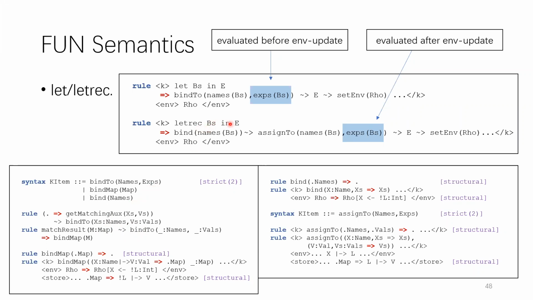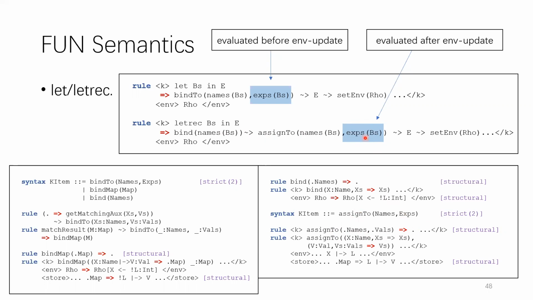But letrec is different. So letrec first just binds the names. You see the bind names, it just assigns new fresh locations to names without their values. So they don't have a value yet. They just have their registers in the environment. And now we apply this assign to, which is a strict of 2 construct. And then we evaluate the expression. So the expressions here are evaluated after all the binding variables are registered in the environment.